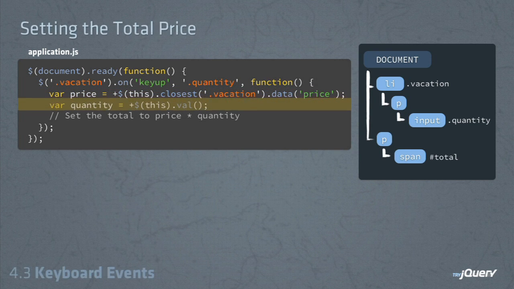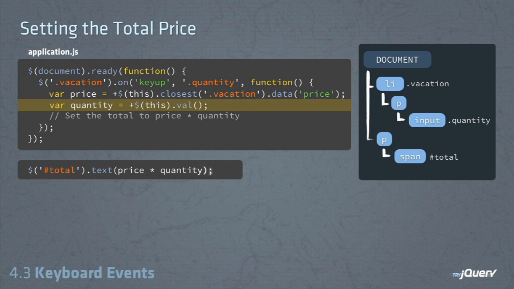We'll bring that back up into our code, and the only thing we have left is to multiply the two numbers together and set that equal to the total value on the page. In this case, we'll fetch the span with #total as the ID and set the text to the price times the quantity. And luckily for us, we can pass a number or a string when we're setting a DOM text node.